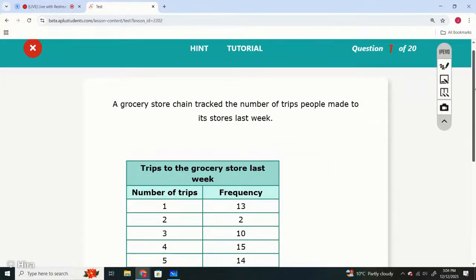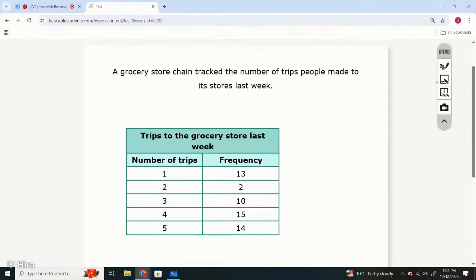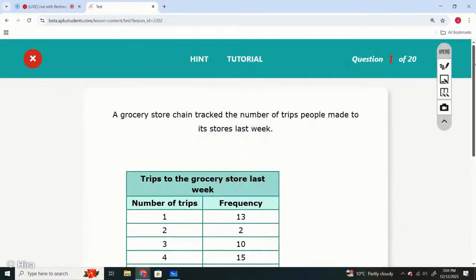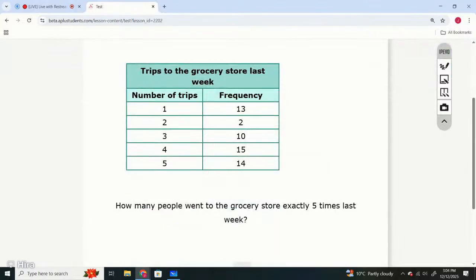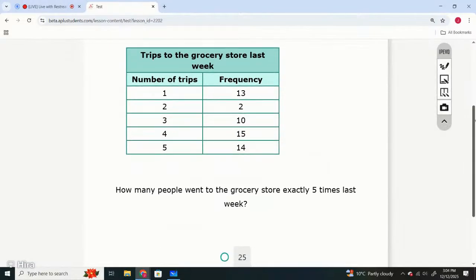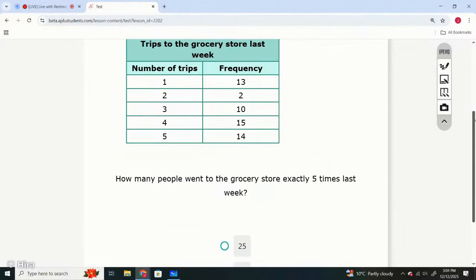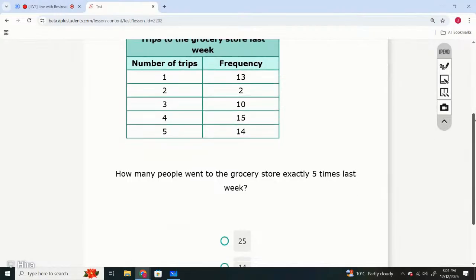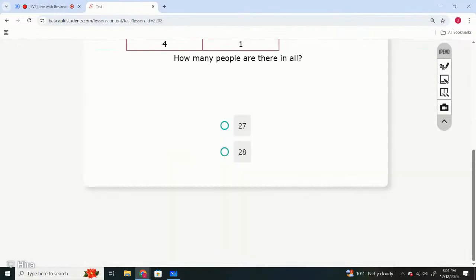A grocery store chain tracked the number of trips people made to the store last week. How many people went to the grocery store exactly 5 times last week? So we need to calculate how many people visited the grocery store 5 times. So the frequency is 14. That means 14 people visited the store 5 times. The correct option is 14.